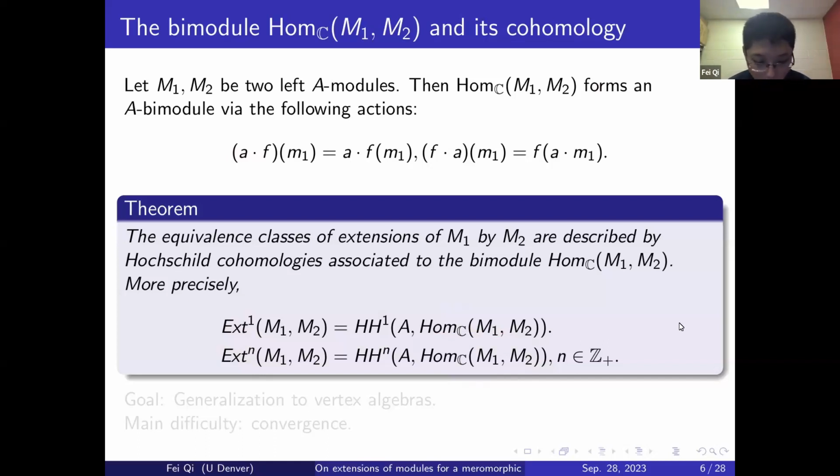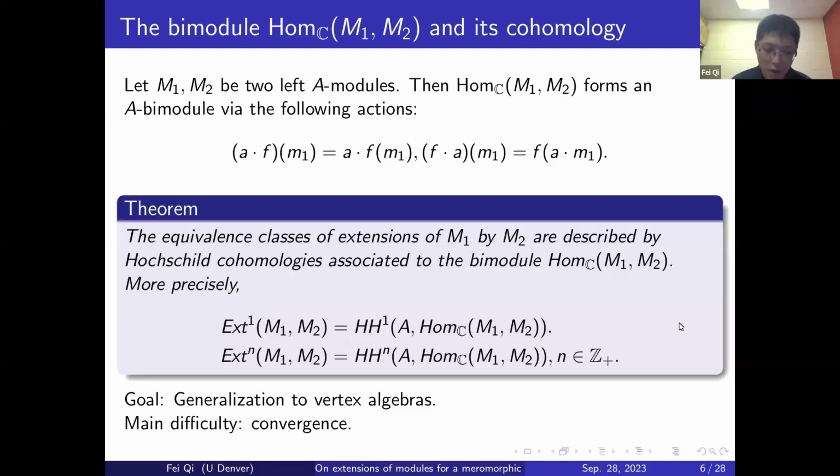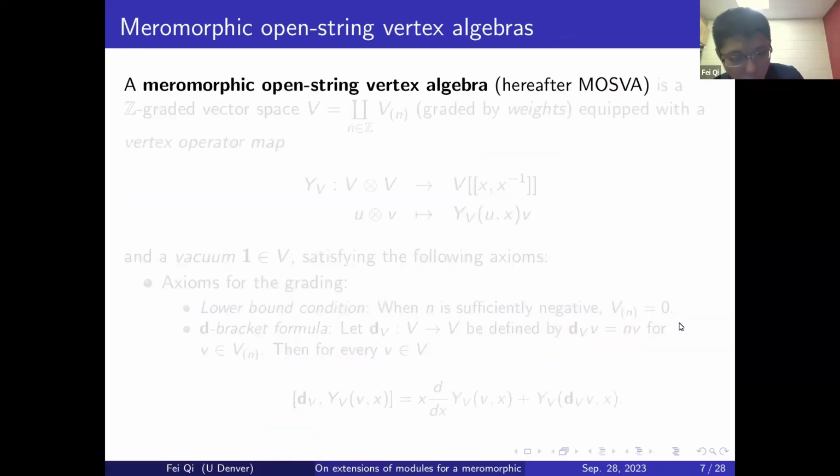All right, so our goal is to get a generalization to vertex algebras and also meromorphic open string vertex algebras. And as you expect, the main difficulty of all such generalizations lies in convergence. So I would like to go over at the very least the axioms of meromorphic open string vertex algebras, because such structures are very weak. It's not so demanding as a vertex algebra.